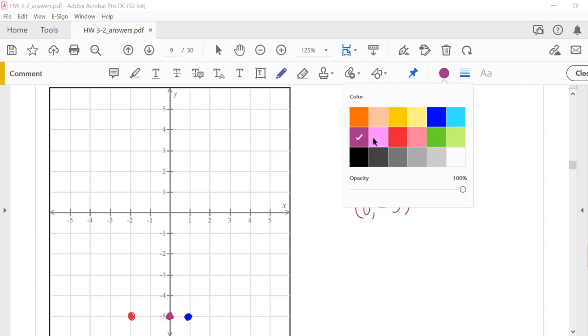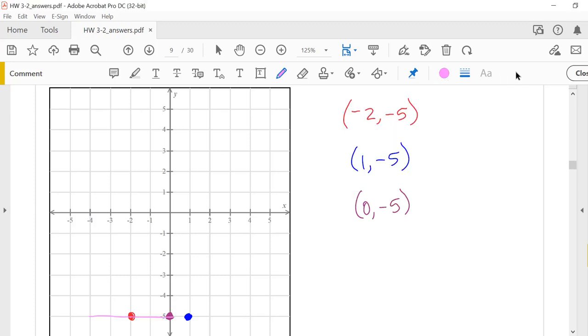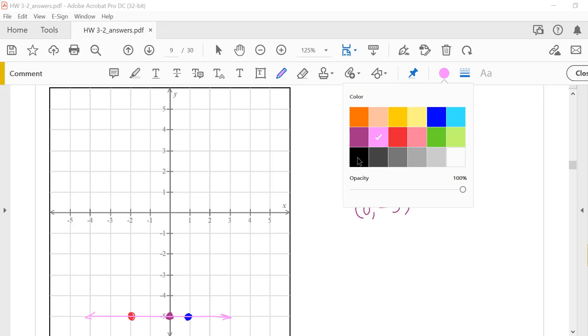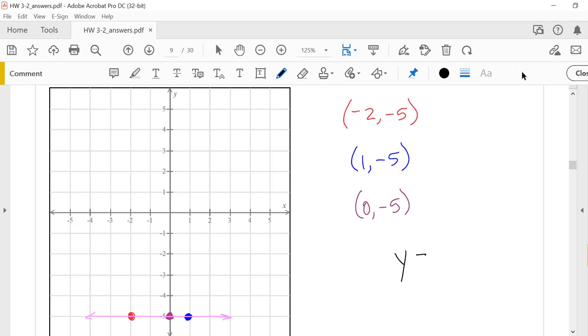The line that connects those 3 points is right here. Notice that that is a horizontal line. What was our equation? Y equals -5. Look at where that horizontal line is. It's down here at -5 through my y-axis at -5.